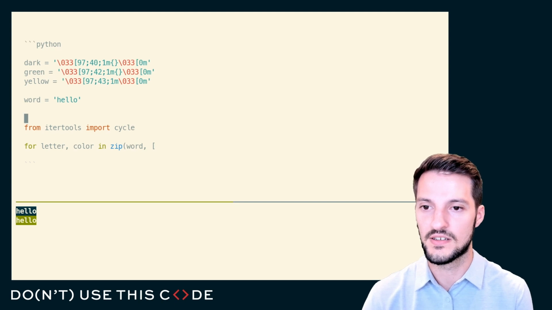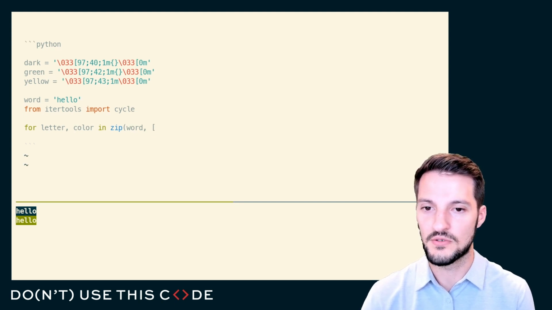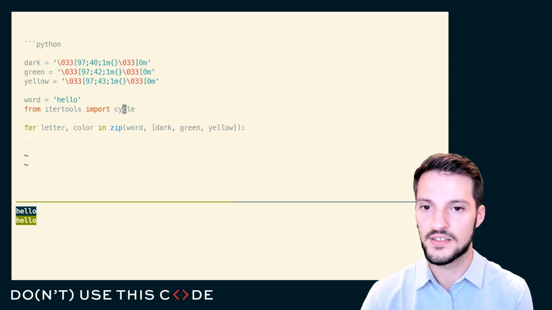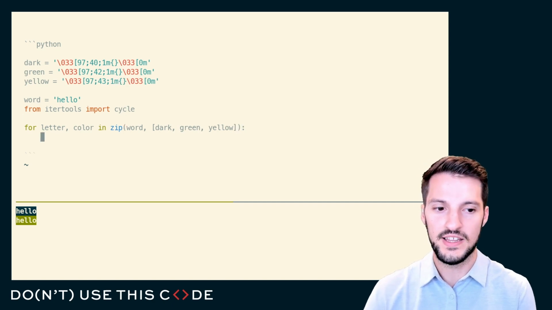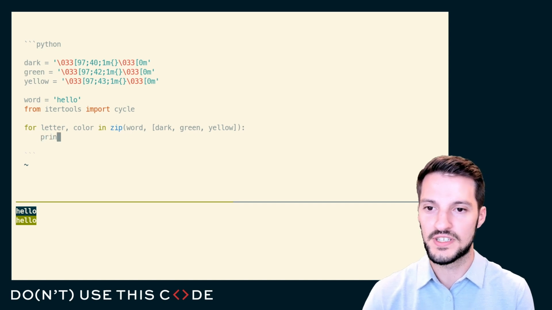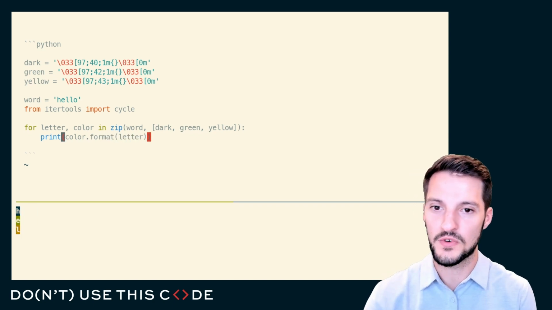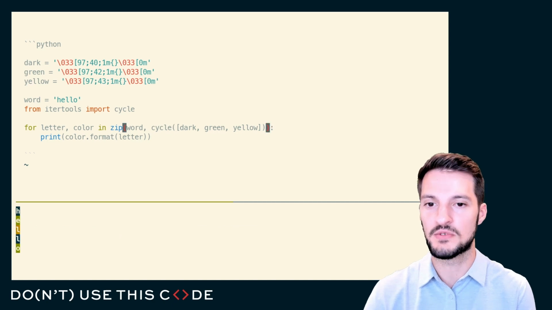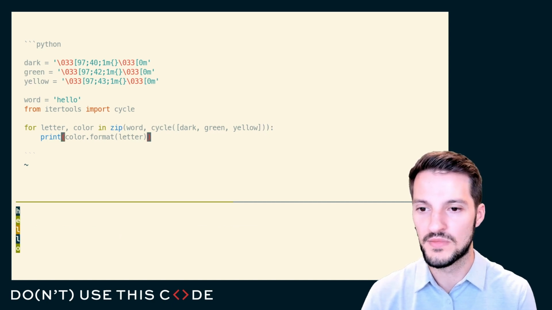word, and then I will grab dark, green, yellow. And I need that. There we go. Okay, and then now I can simply print color.format like that. Okay, and we get the first three letters of that. And if I cycle on this, we should get the remaining, yes, we get the entire word, and we stop at the end of our word.